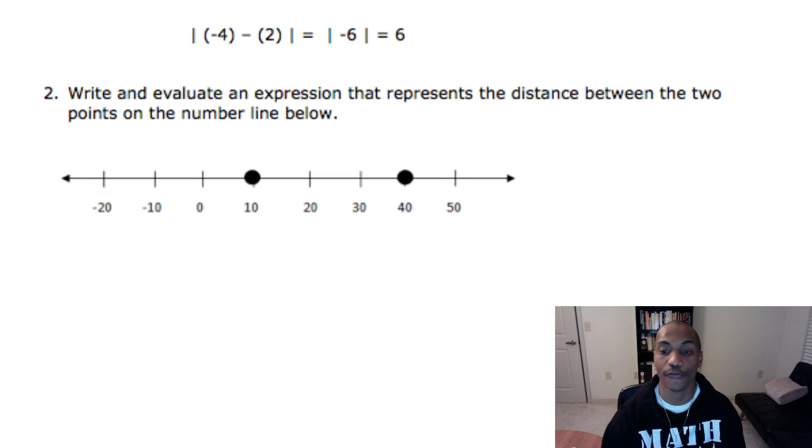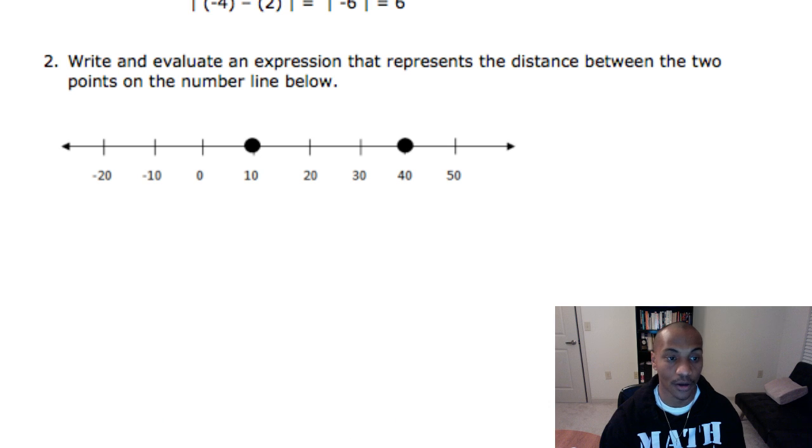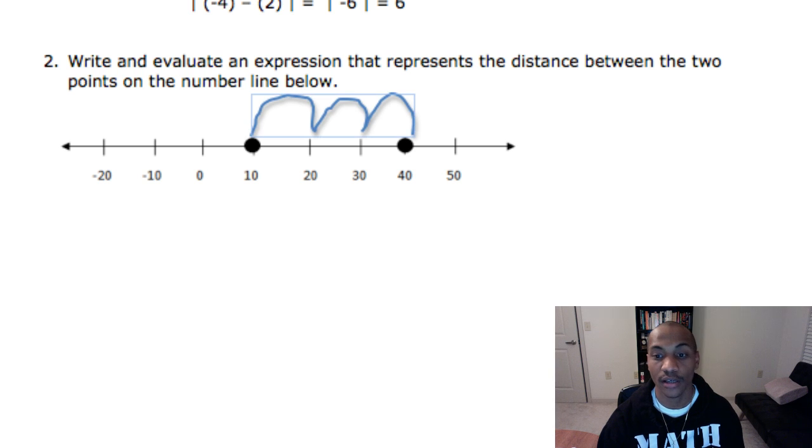Let's do it with values on the same side of the number line. Okay, so here we go. Now, each one of these spaces is worth how much? It's not like the other one where each space was worth just 1. Now each space is worth, that's right, 10. So we're going to go from 10 to 20, then to 30, then to 40. So let's count by 10s: 10, 20, 30. Okay, so that's 30 spaces between 10 and 40.